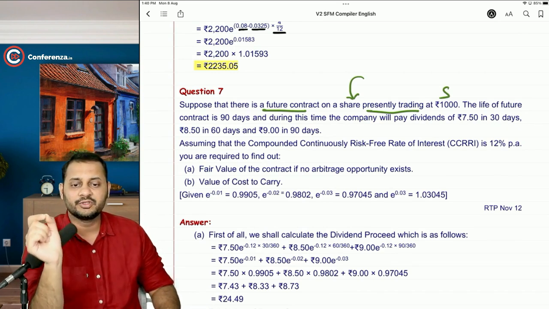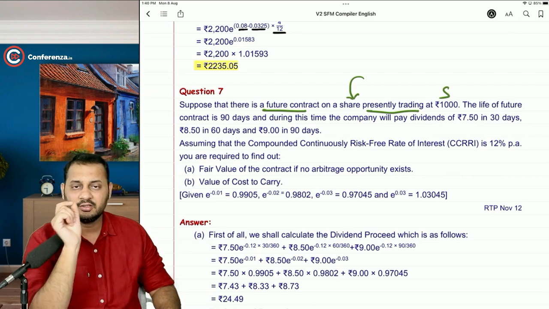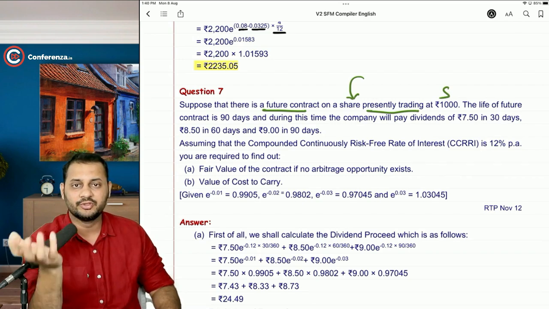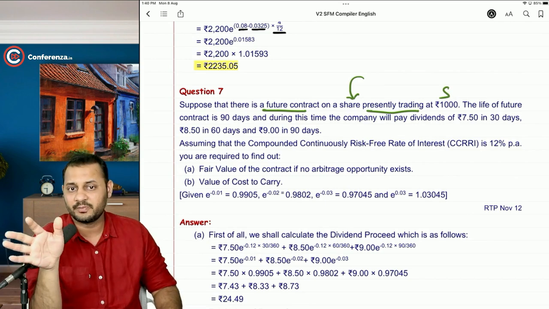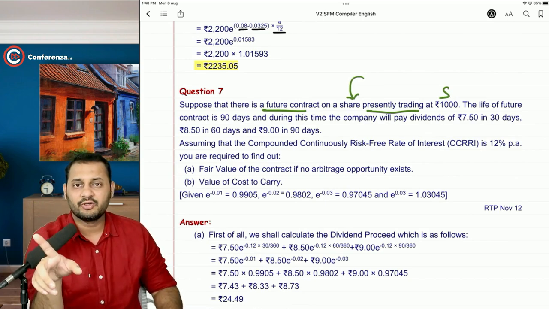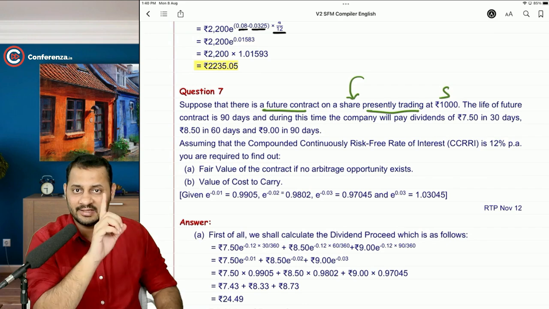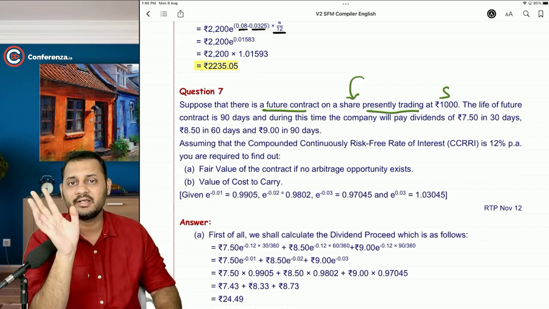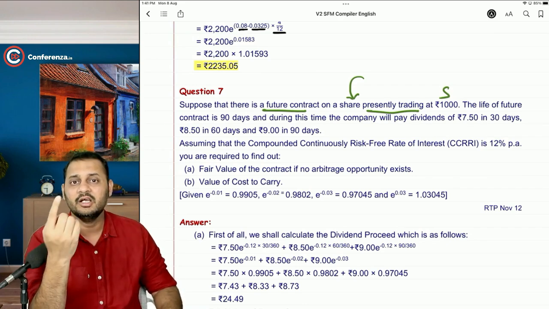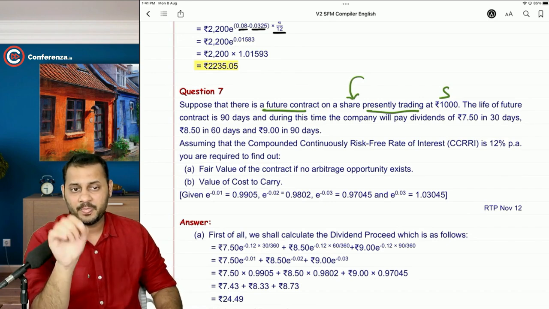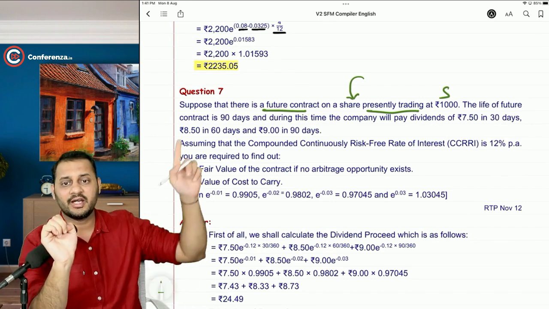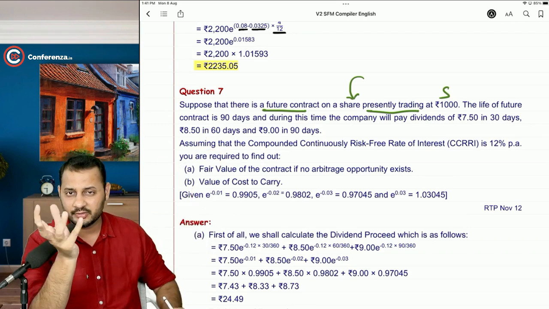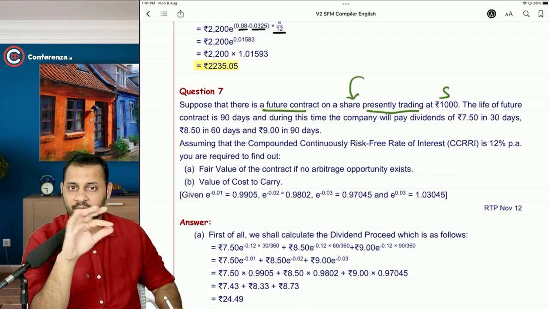Don't get confused with the fact that 1000 rupees is the futures price. It is not the futures price. There is a future contract available on a share, and that share is traded on the market at 1000 rupees. So 1000 is the share's spot price. The life of a future contract is 90 days. Now we are going to talk in terms of days, not months.